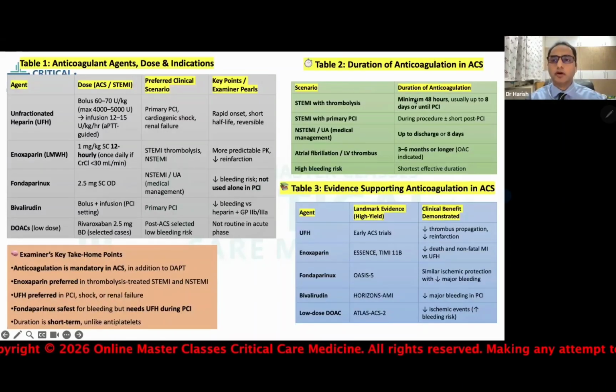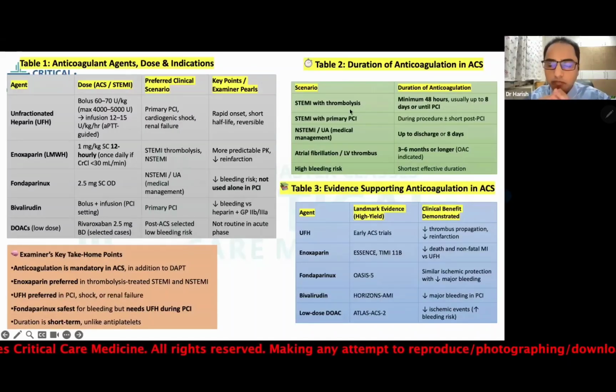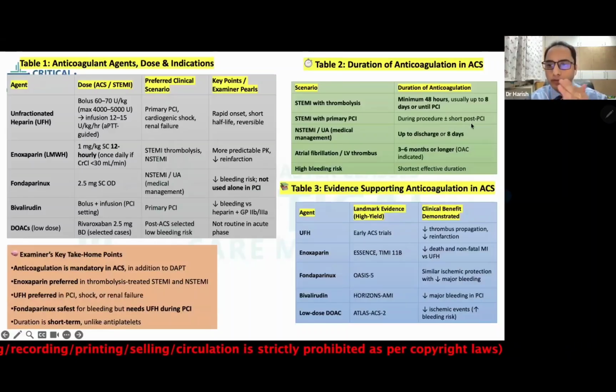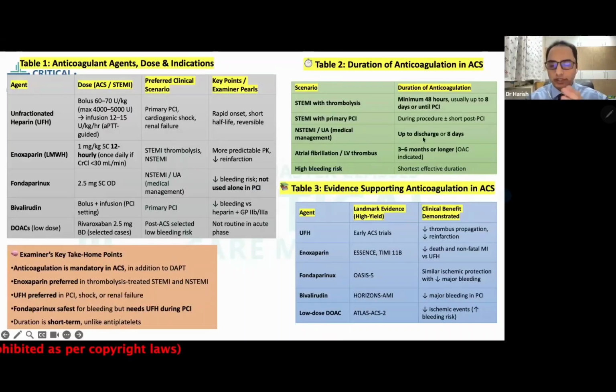So duration of anticoagulants in acute coronary syndrome: STEMI with thrombolysis, minimum 48 hours, usually up to 8 days or until PCI. Otherwise 48 hours is needed. STEMI with primary PCI, during the procedure we need anticoagulation, plus or minus a short period post procedure. NSTEMI, unstable angina managed medically: up to discharge, maybe 4 to 5 days, or maximum of 8 days.